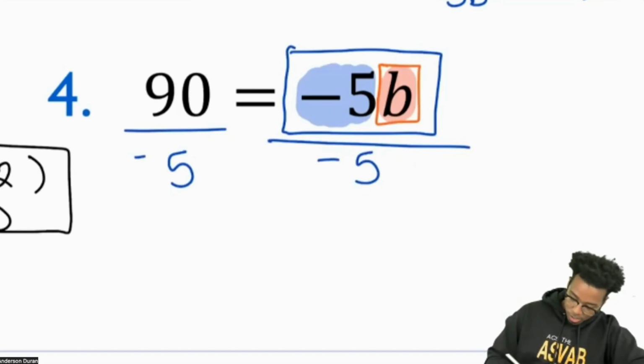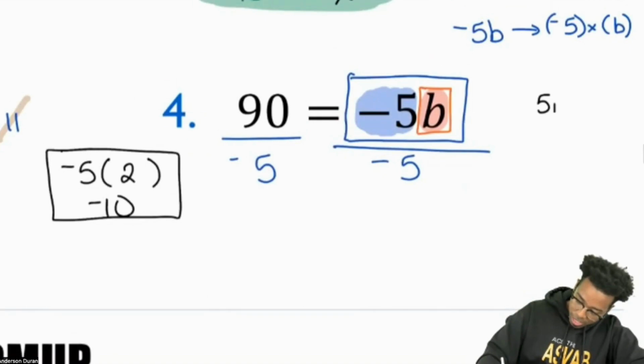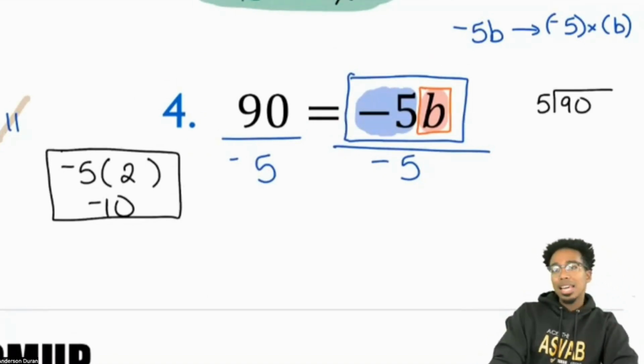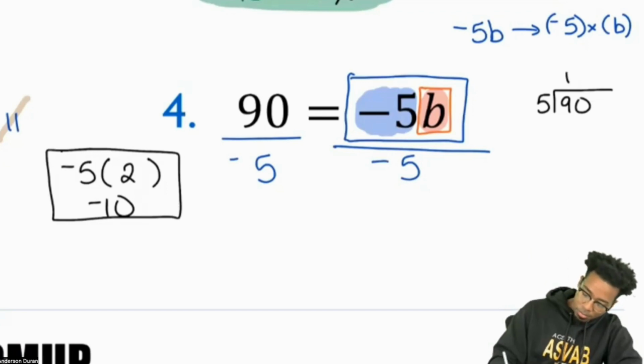So now let's go ahead and see over here. 5 goes into 90 how many times? Okay, cool. 5 goes into 9 one time. And so with long division, we can subtract the 5. We'll get the 4 left.